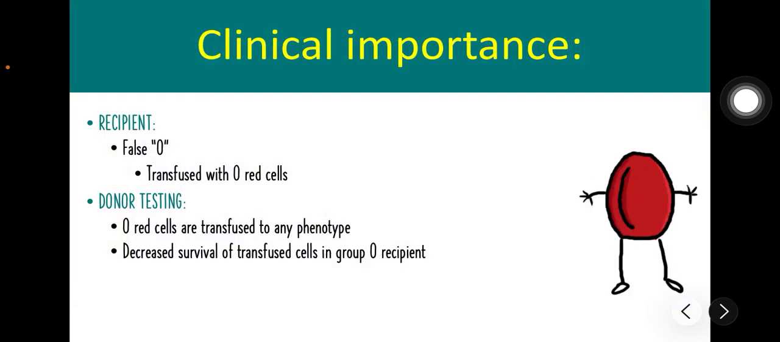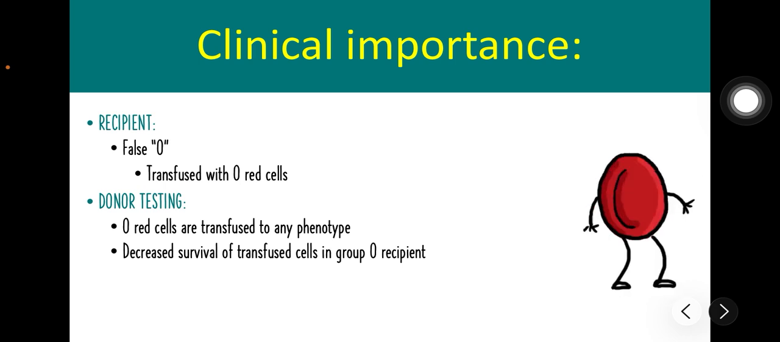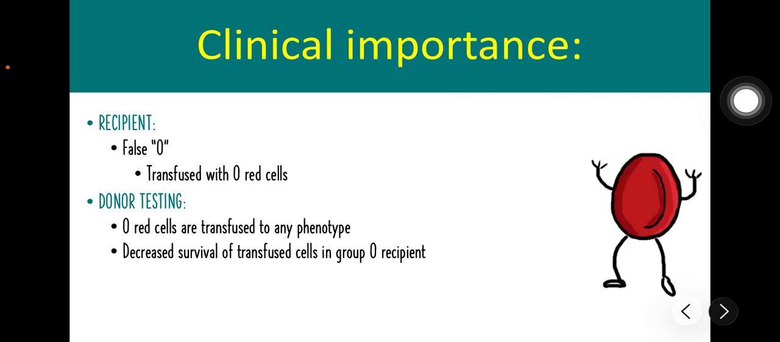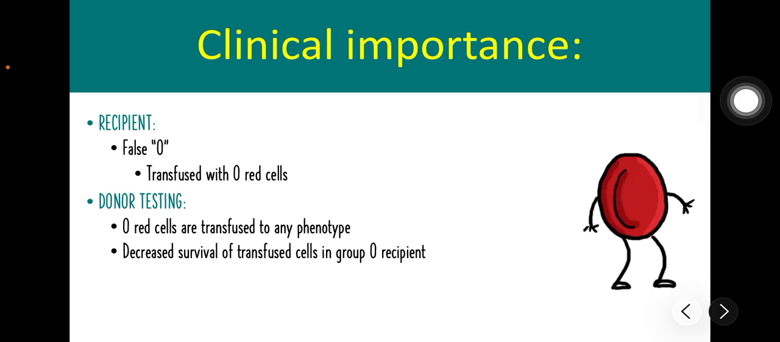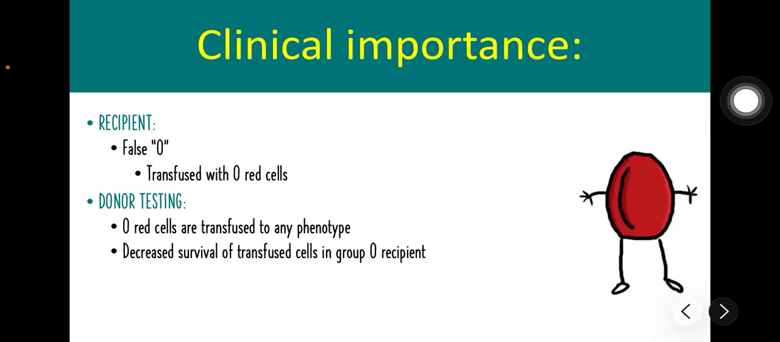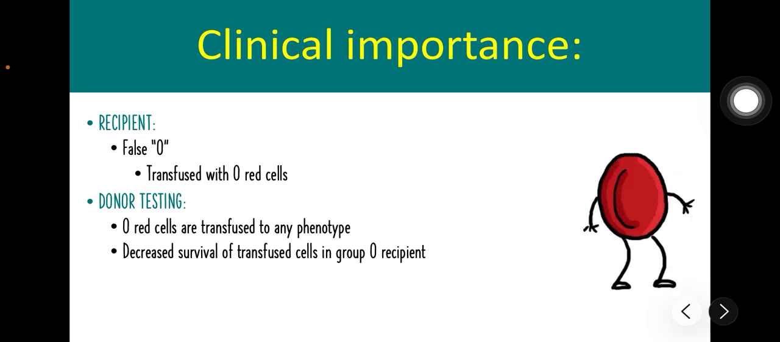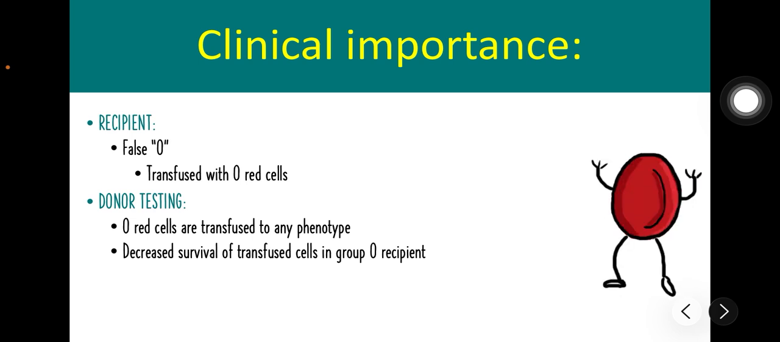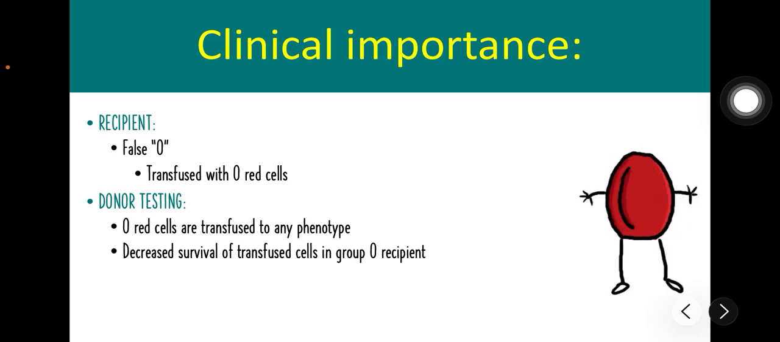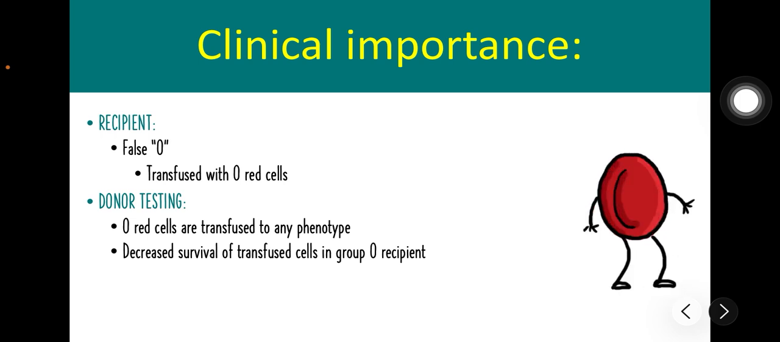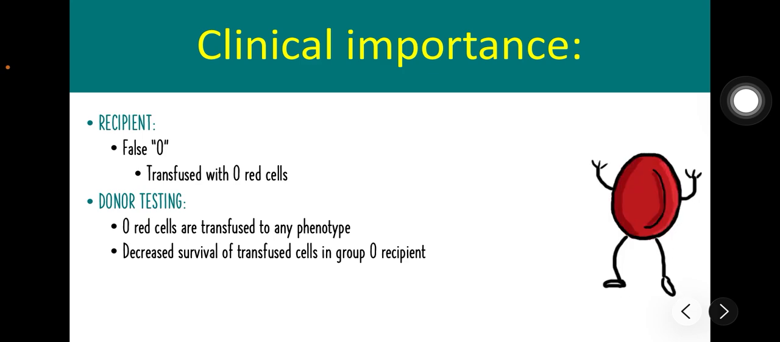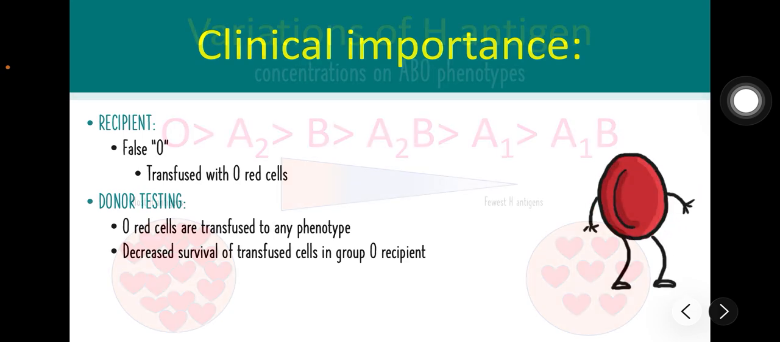So failure to detect a weak subgroup could have serious consequences. For the recipient, they can be classified as group O and then also be transfused with group O red cells. For the donor, there could be an error in labeling blood as O due to an undetected weak subgroup, which can also cause a decreased survival of the transfused red cells in your group O recipient.